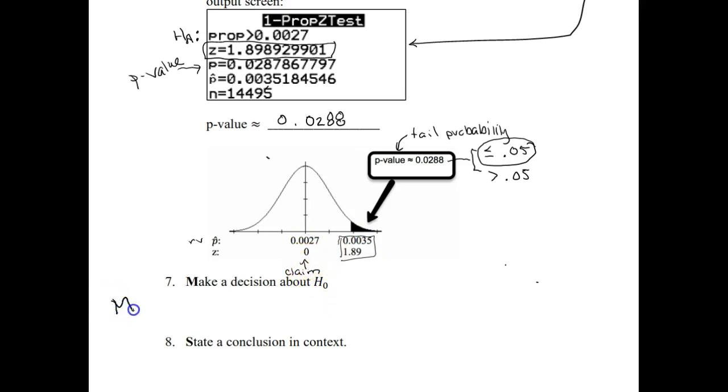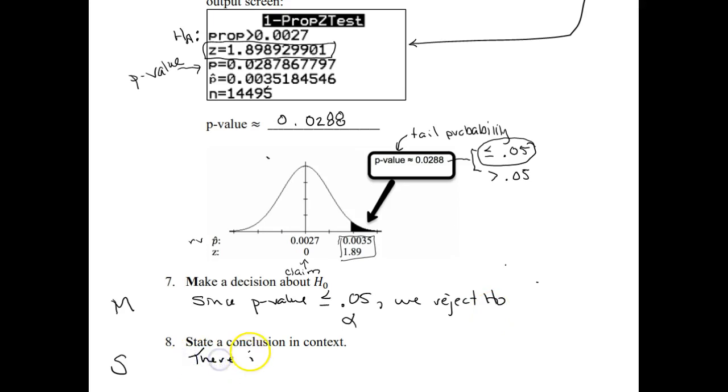Our next step is to make a decision. Since our p-value was less than or equal to the alpha they gave us, 0.05, we reject H0. We don't think that claimed value of the parameter is correct. The last letter in PHANTOMS is an S, and that's where we state our conclusion in context. If we reject H0, that means there is significant evidence to conclude HA.